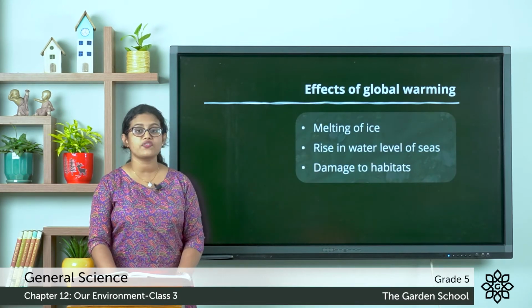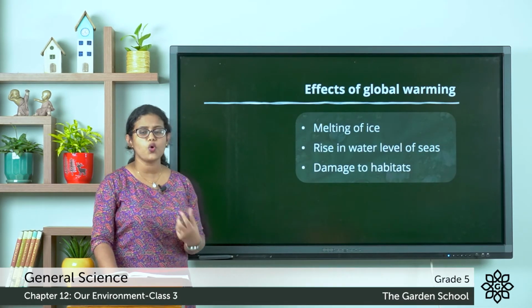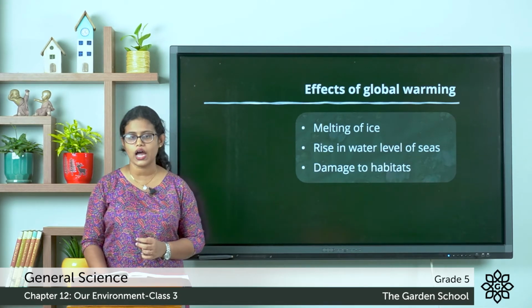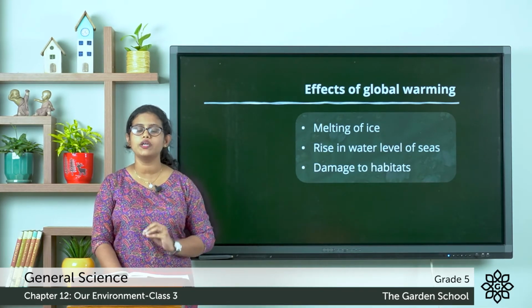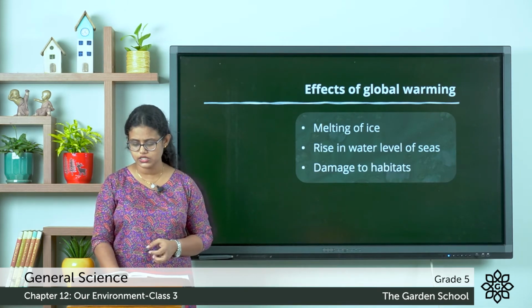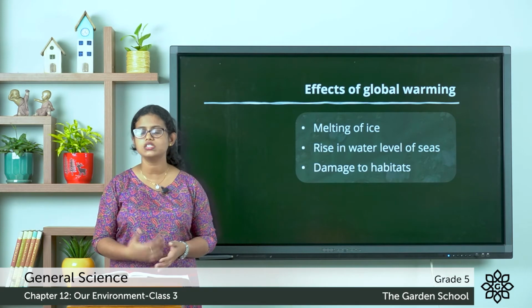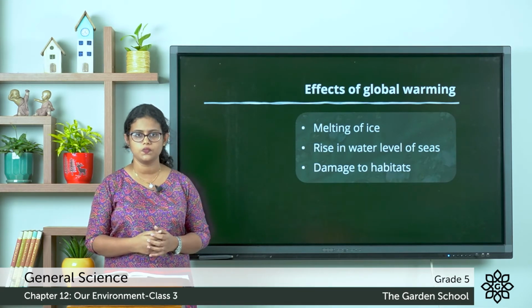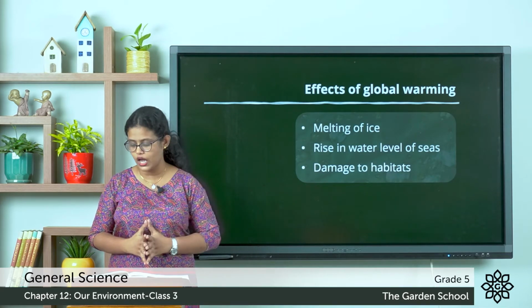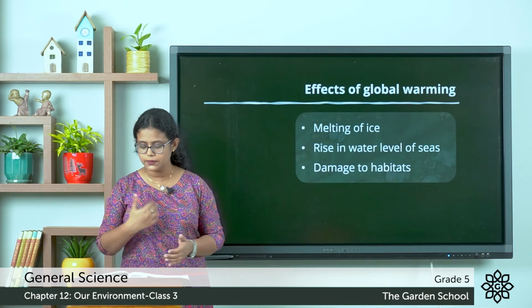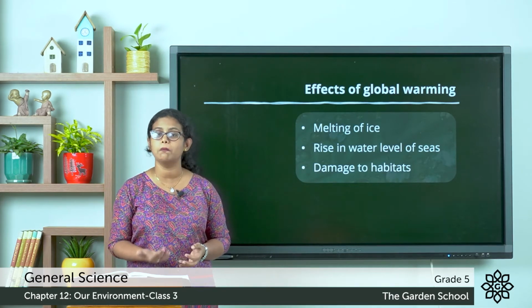The next is the effects of global warming. So what are the effects of global warming? The first is melting of ice. If global warming continues, the average temperature of the earth will rise. This will affect the earth's environment and can also harm life on the earth. Due to the increase in temperature, the polar ice caps will start melting.